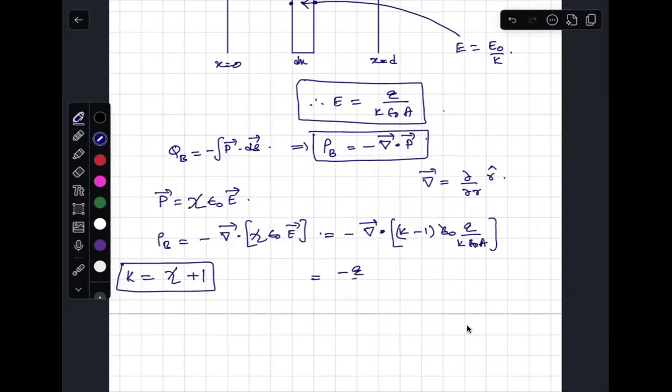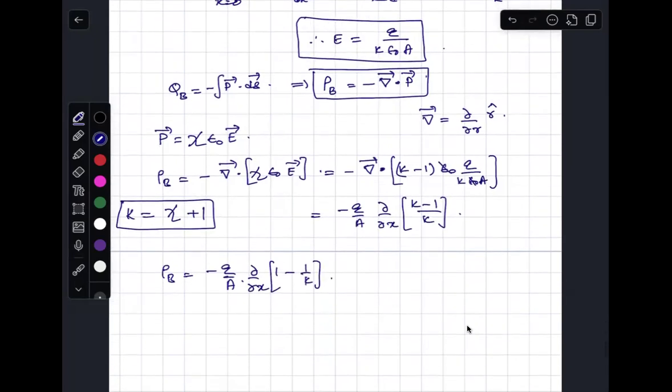So minus Q by A times dou by dou x of (K minus 1) by K. This is what you need to do. Remember, K is not a constant here. Otherwise, rho bound charges minus Q by A times dou by dou x of 1 minus 1 by K. K is a function of x. You know that already. So what is this value?